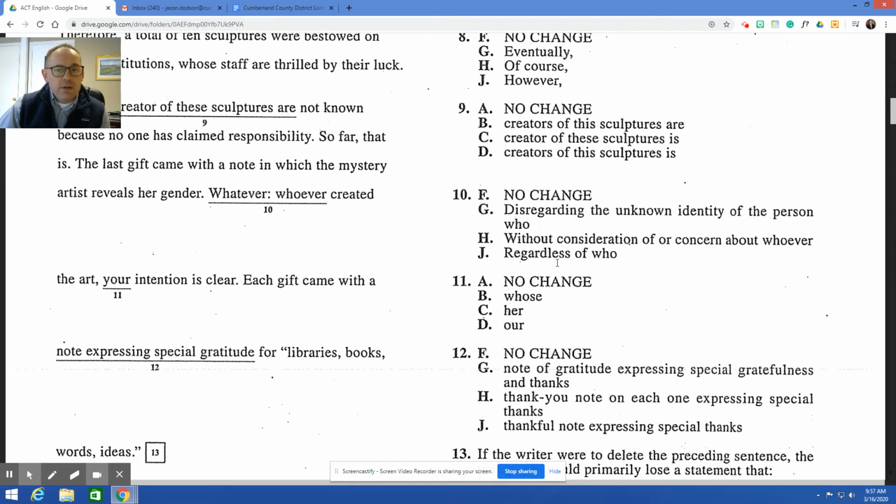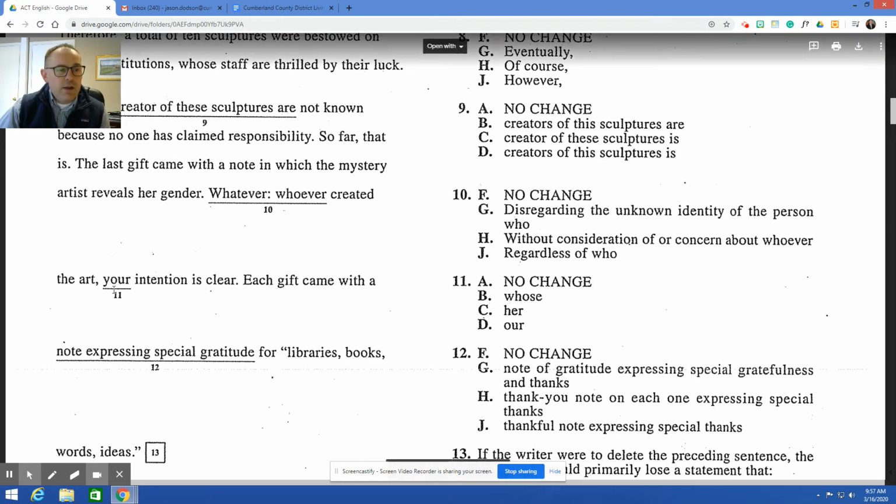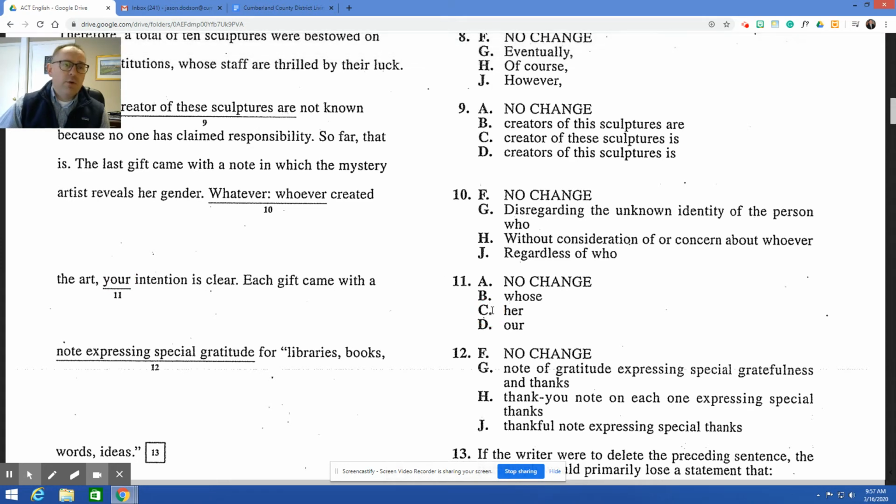Number 11, regardless of who created the art, comma, your intention is clear. Well, that's an illogical shift in point of view. That's a third person or second person pronoun. So we're going to use third person. C is the only third person choice. Her intention is clear. It's a female artist.